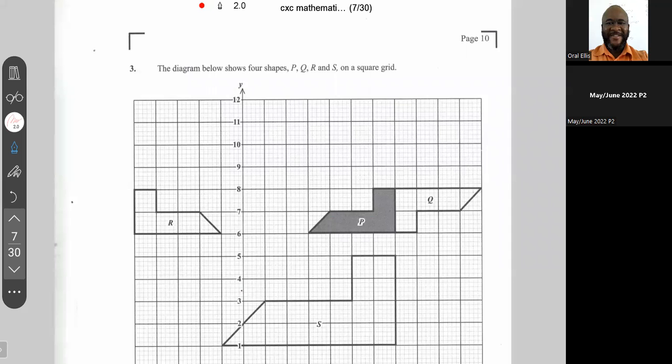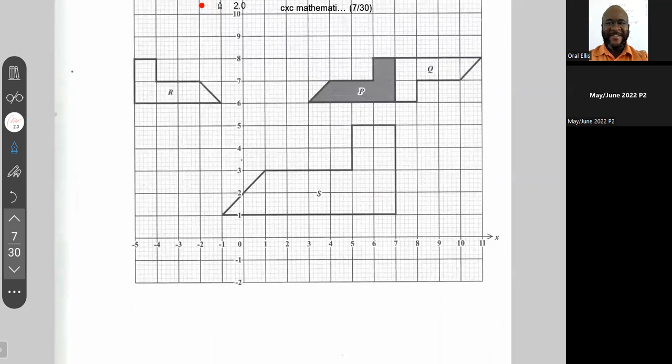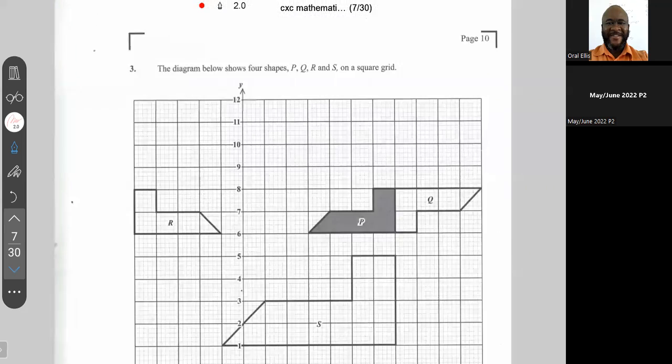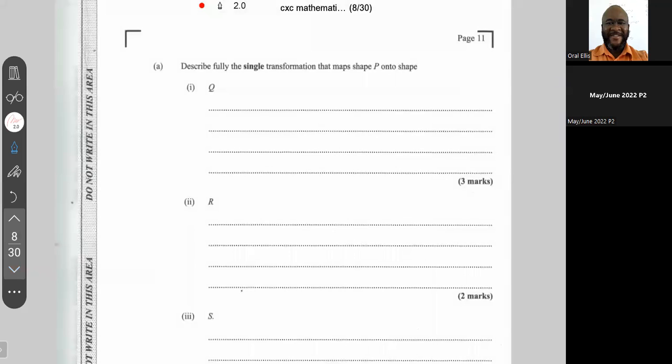All right, so May 2022, question number 3. It says the diagram below shows 4 shapes, P, Q, R, and S on a square grid. Turn the page. We're asked to describe fully the single transformation that maps P onto shape Q.